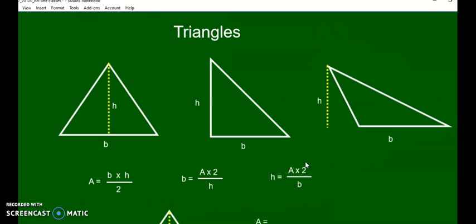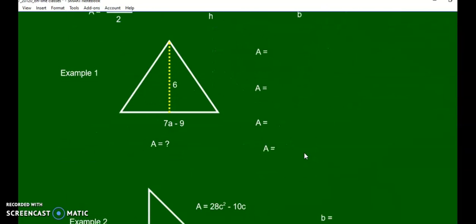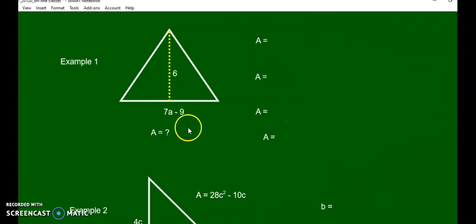Okay, let's try some examples. Here's example 1. We want to find the area. We have the base, we have the height. 7a minus 9 is the base, 6 is the height. To find the area, we know the formula is base times height divided by 2. Let's put the 6 in the front: 6 times 7a minus 9 divided by 2. I just replaced the base with 7a minus 9 and height with 6. It doesn't matter if I change the order because multiplication is commutative.